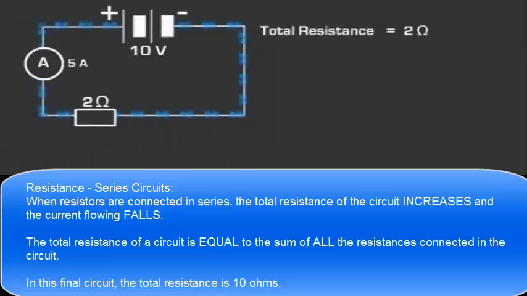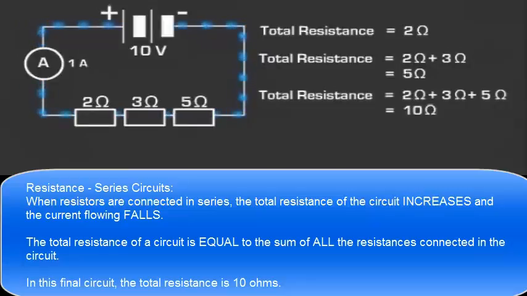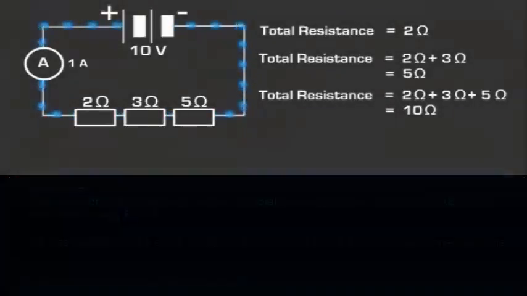When resistors are connected in series, the total resistance of the circuit increases and the current flowing falls. The total resistance of a circuit is equal to the sum of all the resistances connected in the circuit. In this final circuit, the total resistance is 10 ohms.